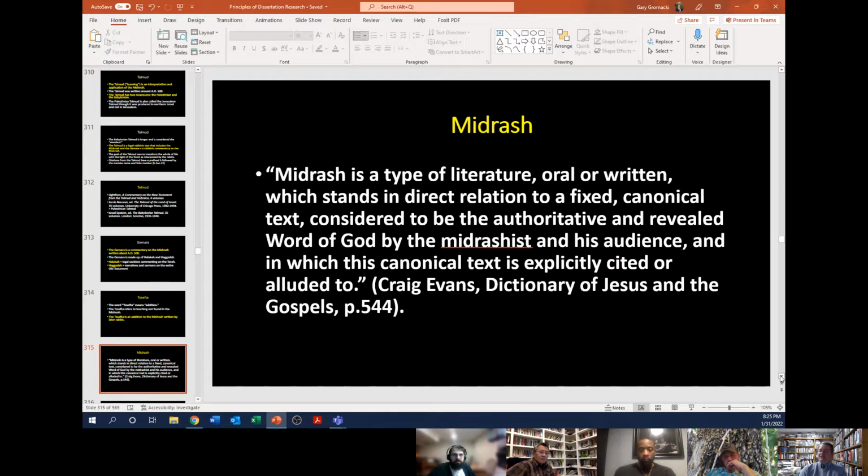Well, let's talk about Midrash and Pesher. Midrash is a type of literature, oral or written, which stands in direct relation to a fixed canonical text, considered to be the authoritative and revealed word of God by the Midrashist and his audience, and in which this canonical text is explicitly cited or alluded to. This is from Craig Evans again, in a different book, Dictionary of Jesus and the Gospels, which is a textbook in one of the New Testament Greek classes.